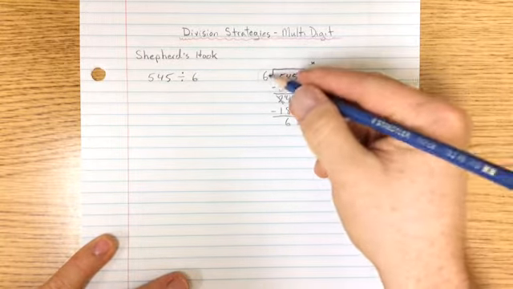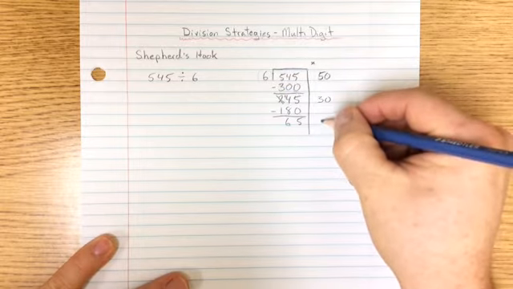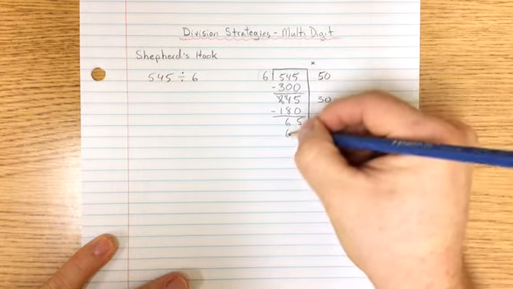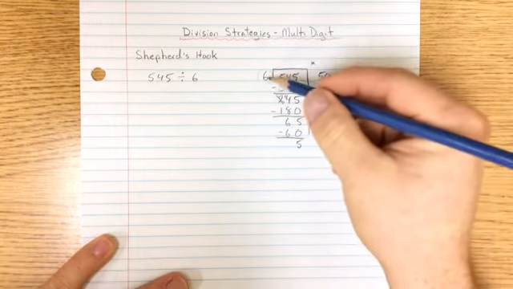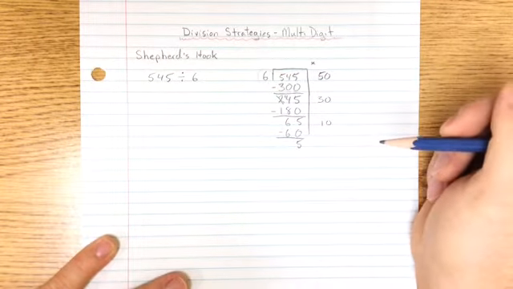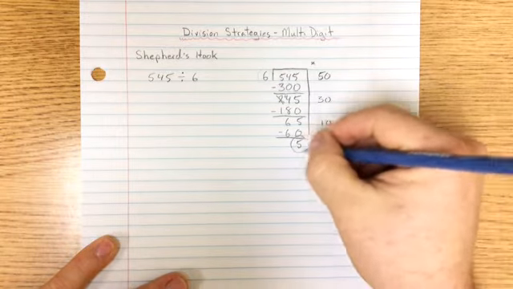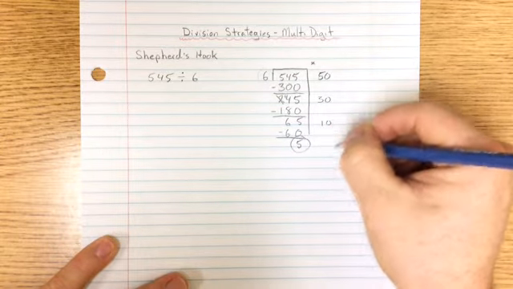We're getting really close now because we have 65 and 6. Well, I know that 10 times 6 is 60. Subtract that and I'm left with 5. Obviously I can't take 6 away from the 5, so 5 is going to be my remainder.